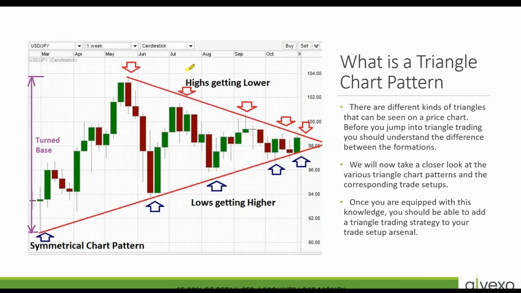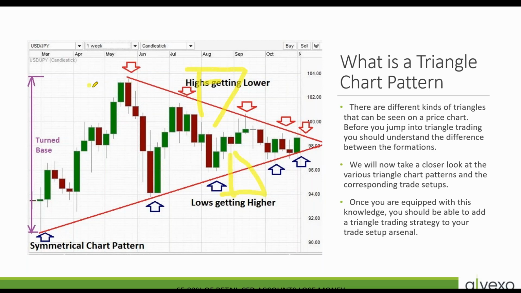You have triangles when you have the support line or the resistance line going horizontal and the other edge coming at an angle. This is still a triangle. We have the base. We have also the reverse. And then, like I said, we have wedges.